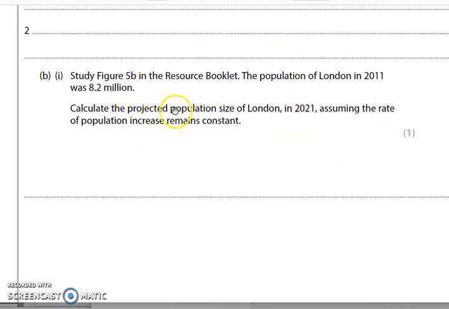So calculate the projected population size of London in 2021, 10 years time, assuming the rate of population increase remains constant. So what we have to do is work out an increase of 13.8% on 8.2 million. So a number of different ways you can do this. 8.2 divided by 100 times 113.8, or 8.2 times 1.138, and that should give you the total figure, but remember to add million in there.